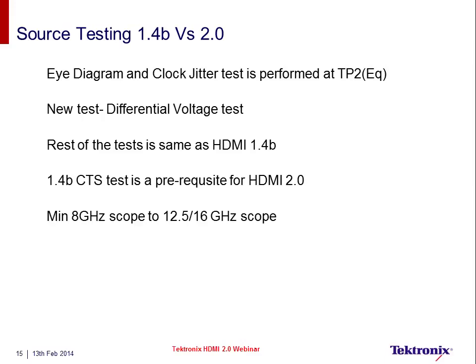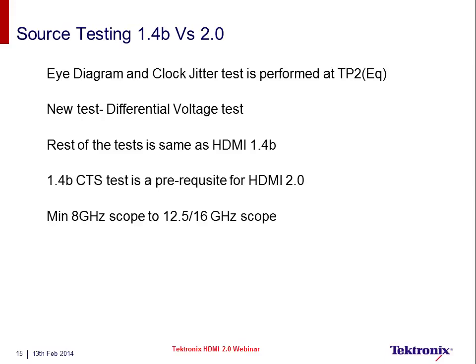First and foremost, the eye diagram and clock jitter tests in HDMI 2.0 are performed at TP2 equalized, which is different from what we did in 1.4b, which was at the TP1 test point. There is a new test added in HDMI 2.0, which is the differential voltage test. We will see why this was added, what was the need for this new test.